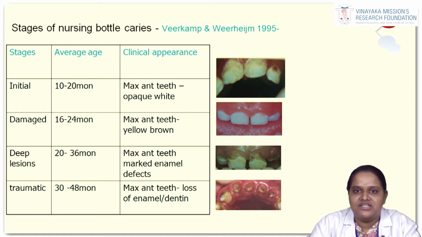In case of deep lesions, it's seen between the age group of 20 to 36 months. Here, the maxillary teeth have marked enamel defects. In the traumatic stage, between the age group of 30 to 48 months, in the maxillary anterior teeth there is more loss of enamel and dentine.